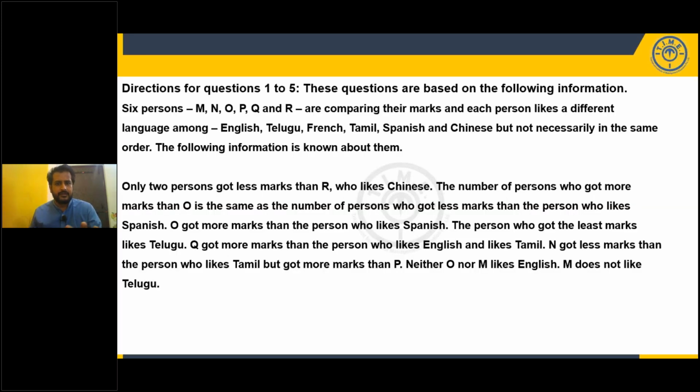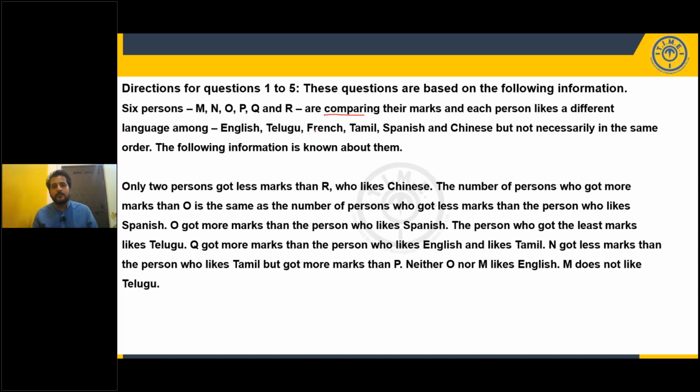Now this is how exactly the question looks. Six persons M, N, O, P, Q and R are comparing their marks, and each person likes a different language among English, Telugu, French, Tamil, Spanish and Chinese, but not necessarily in the same order. The following information is known about them. Okay, so it is not distribution, it is a comparison with an extra variable.